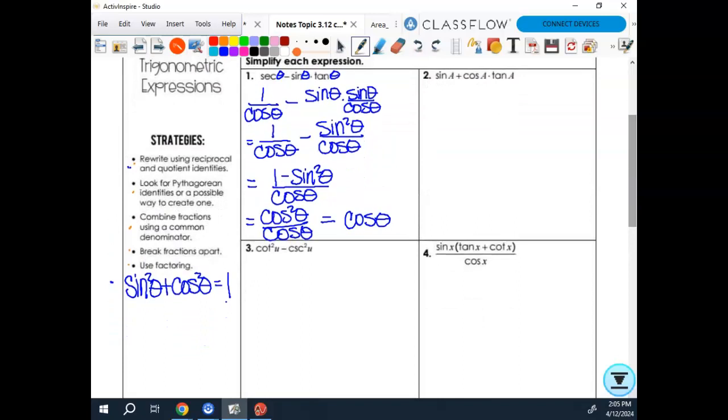Okay. Number 2. So do I have a GCF? No. And I've got nothing squared, so I'm not looking at Pythagorean right now, but that doesn't mean it wouldn't happen in the middle of it. I have a sine and a cosine, so I think I just want to redo tangent right here. So this will become sine A plus cosine A. It's just an A, like an X. It's just a variable. So how can I rewrite tangent? All right, so cosine A times, well, how can I rewrite tangent A? Sine A over cosine A.